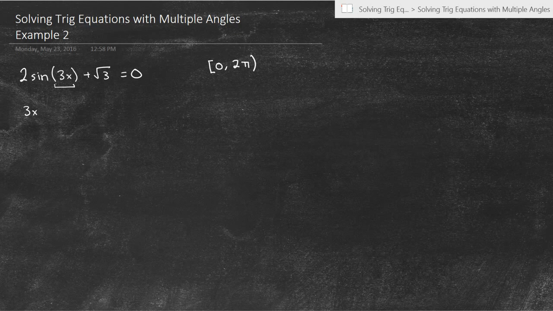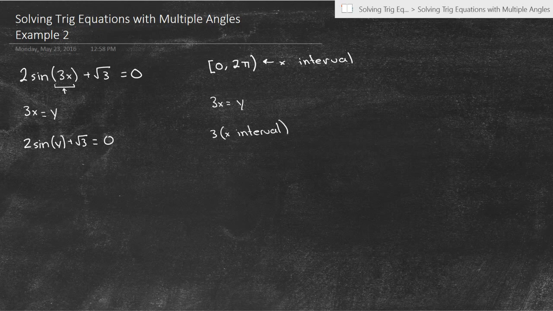So what I do is I set whatever is inside here equal to some new variable I call y. So now I'm left with 2 sine y plus square root of 3 equals 0. And now I can't just do that and not change my interval, because this is the x interval. Now I'm solving for this new variable y, so I need to make a y interval. I know the relationship is 3x equals y, so 3 times my x interval is going to give me my y interval.